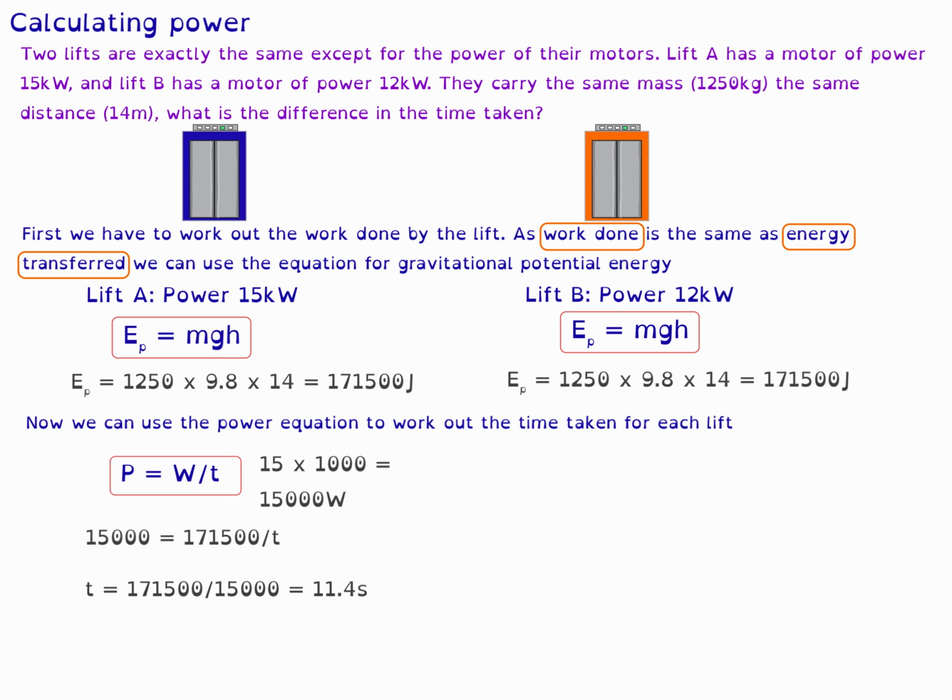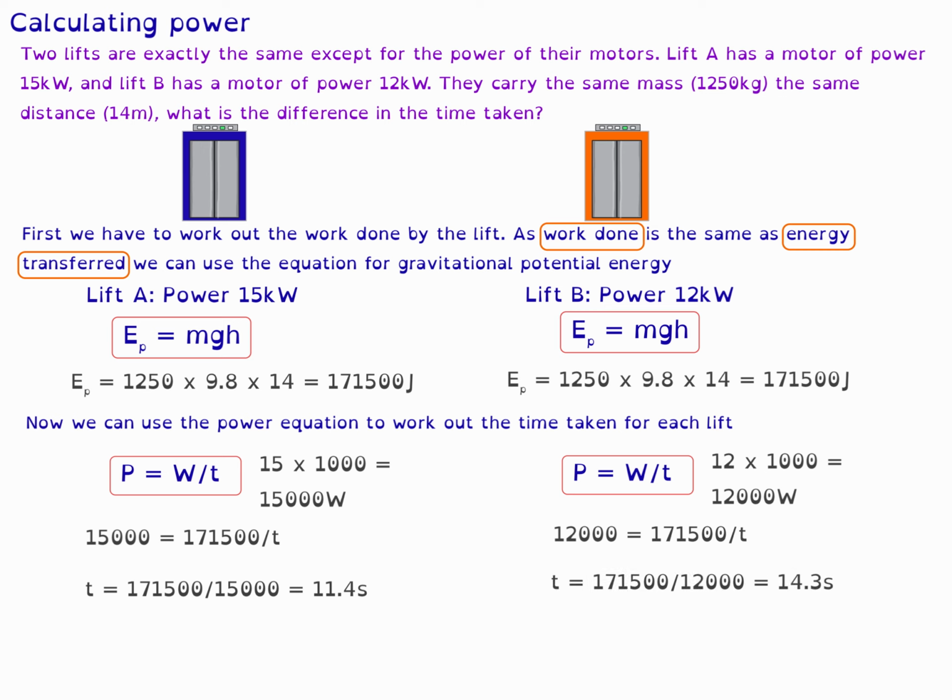For lift B, we do the same thing. We need to convert kilowatts into watts, so 12 times 1000 gives us 12,000 watts. Substitute this into the equation, 12,000 equals 171,500 divided by T. Rearrange, calculate, and our time is 14.3 seconds.